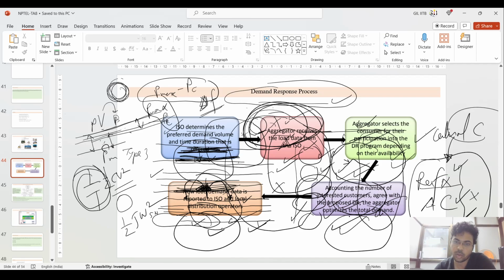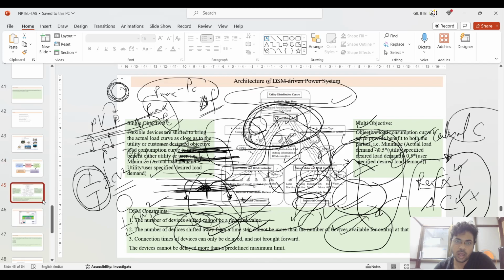Then, accounting the number of interested customers agreeing to the proposed demand response, the aggregator optimizes the total demand based upon how many houses or commercial buildings are participating in the demand response. Then that data is reported to the ISO and the local distribution generator for providing this demand response.